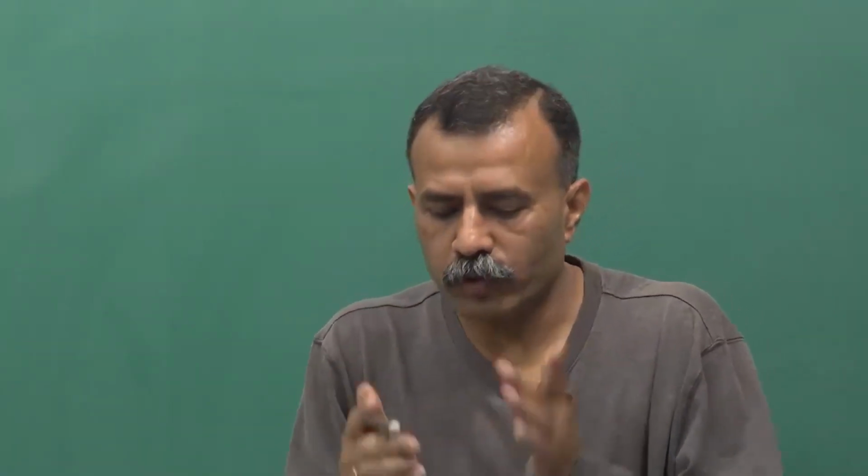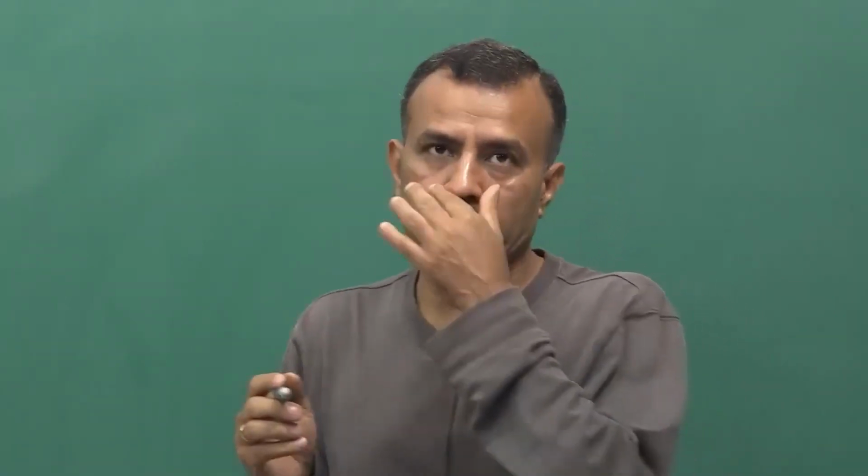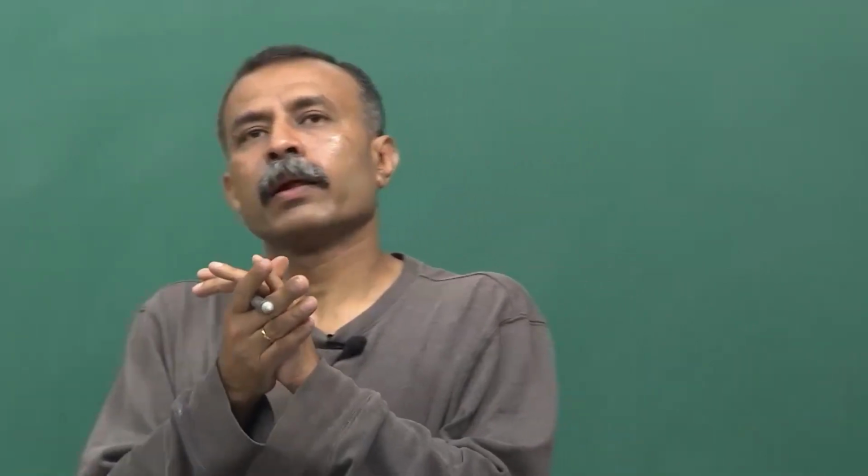From here we will move on to our next class, where we will talk about the galvanic cells, and we will talk about the work functions, and we will talk about the Nernst equation and equilibrium constants.